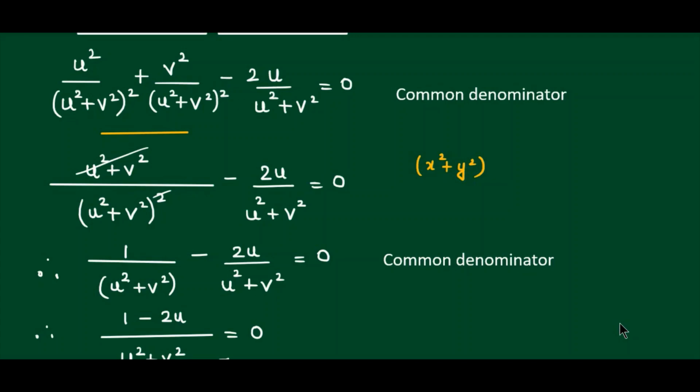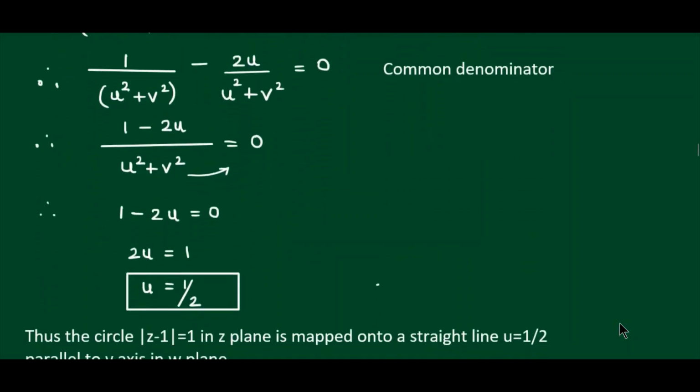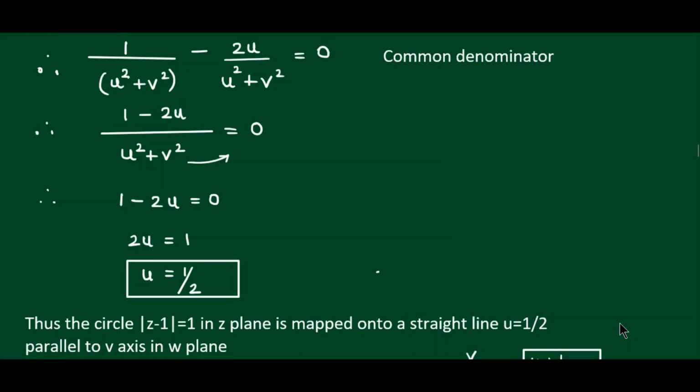Again, we have common denominators. So, the numerator will be 1 minus 2u. Bring the denominator to the right hand side. So, you will get 1 minus 2u equal to 0 and thus u equal to 1 by 2. So, we can conclude that mod of z minus 1 equal to 1 in the z plane, which is nothing but an equation of a circle with center (1, 0) and radius 1, as I have discussed earlier, is mapped onto a straight line u equal to 1 by 2, which is parallel to the v axis in the w plane.